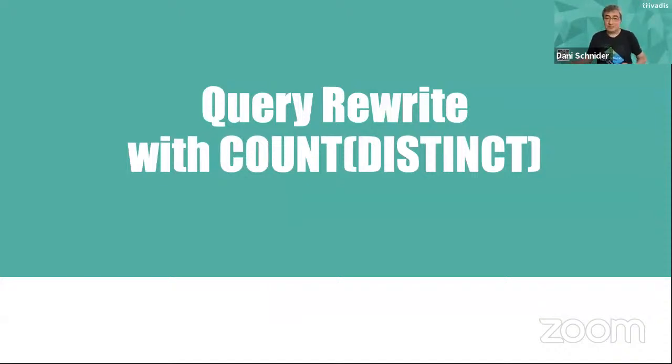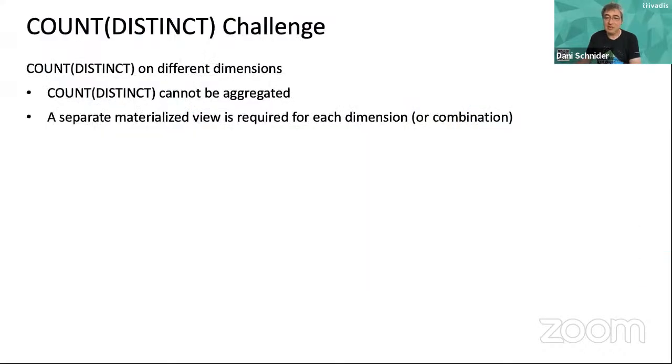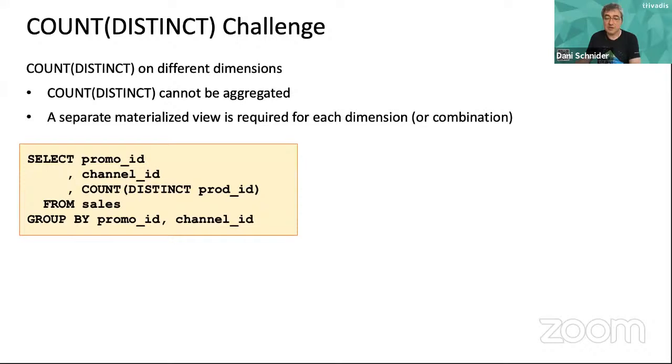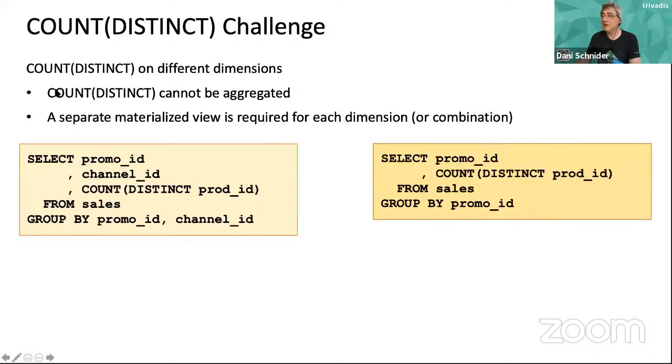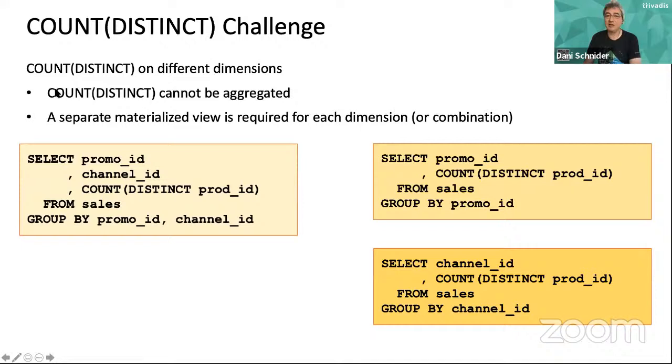Okay, I think I skipped this part, otherwise we run out of time. No, I think that's the 19C feature. I will show it, otherwise the newest one will be missing. So we have something we call a count distinct challenge.